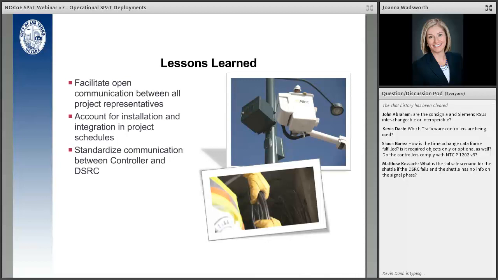And not listed on this slide, but just something important is that you shouldn't be afraid of small pilots or demonstrations. The projects that we've worked on really allowed our city team to have hands-on experience and learning opportunities.